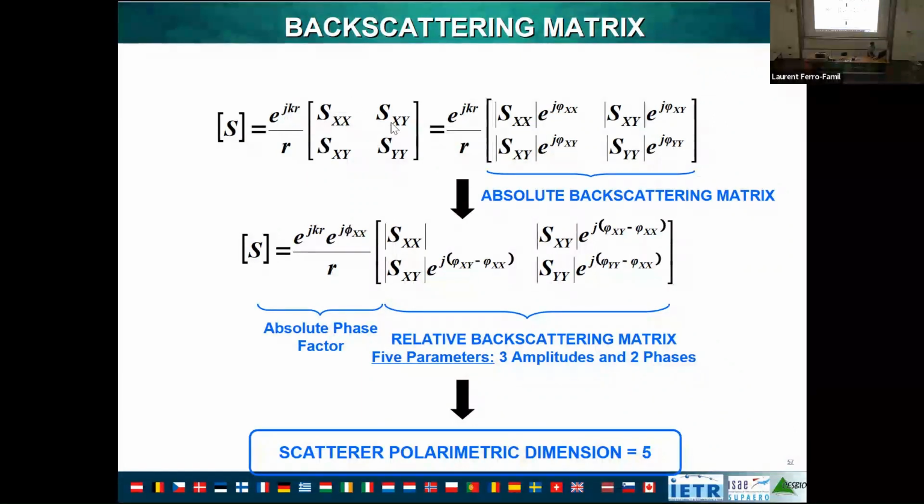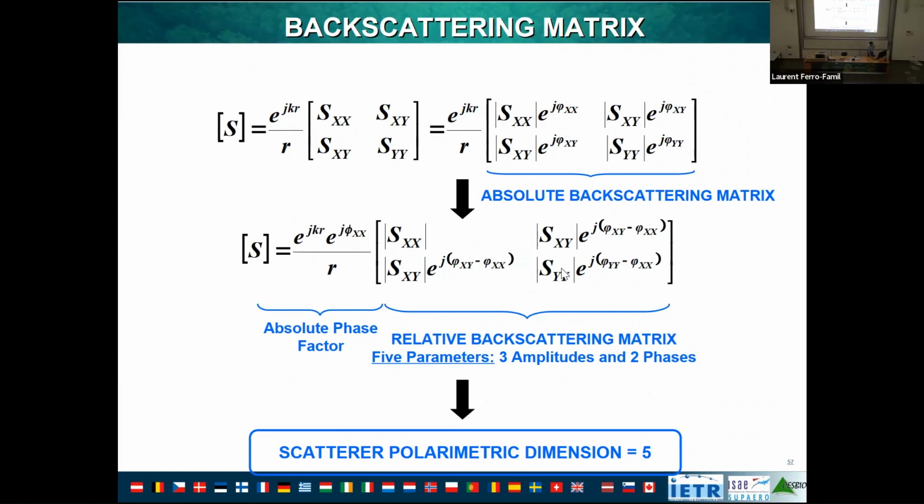Okay, so we have 3 complex coefficients. We can say 3 moduli, the modulus of this one, and this one, and 3 phases. Okay, we are not interested in absolute phases. We don't want to do interferometry. We just want to study the phase difference between the channels. This is why we factorize 1 phase term out of the 3, and it is normally the HH, but there is no rule. Okay, you can do what you want.